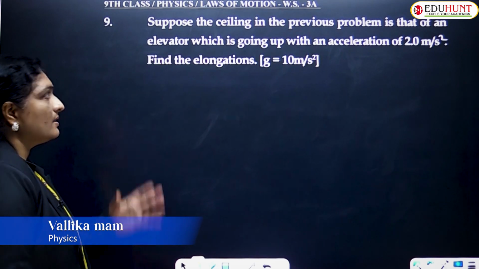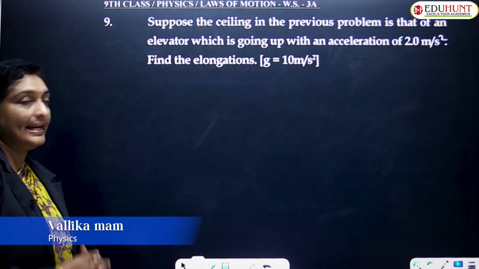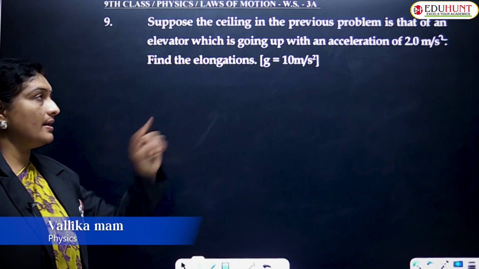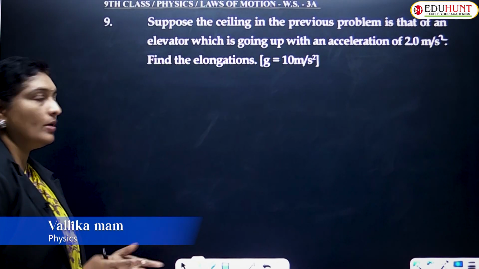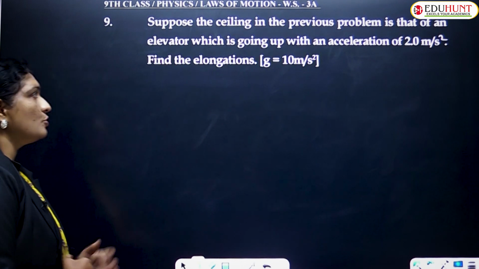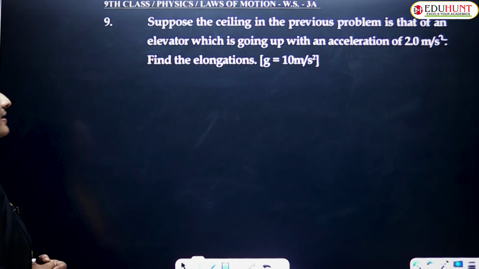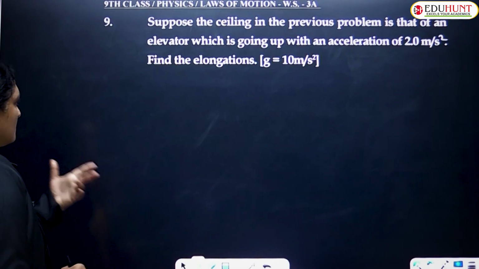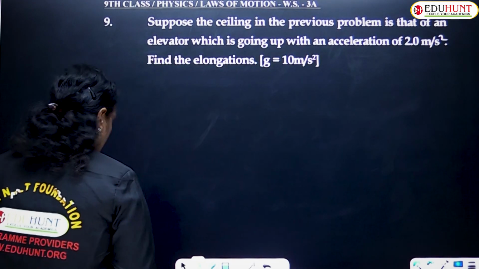Suppose the ceiling in the previous problem is the ceiling of an elevator, a lift-like structure, which is going up with an acceleration of 2 meters per second square. Find the elongations. Okay, so first of all, let us try to picturize this.